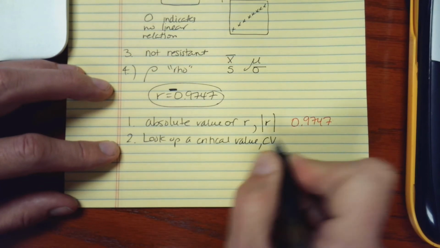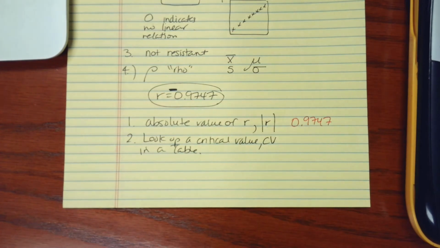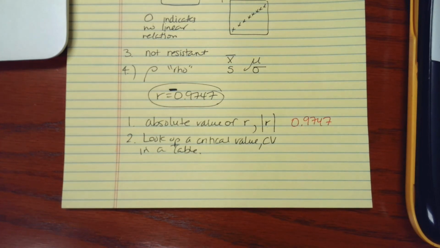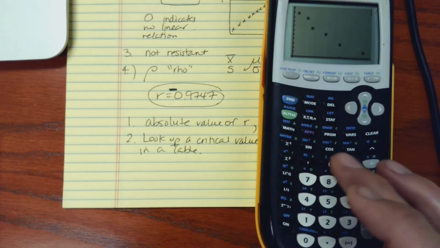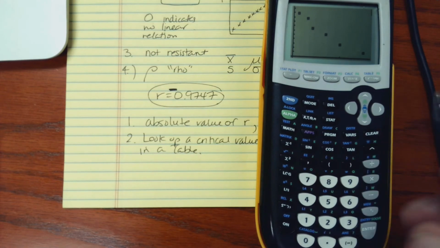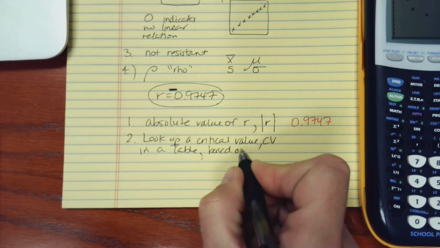And secondly, I'm going to look up a critical value, which I'll abbreviate CV, in a table. And so I have a table somewhere here. Let me show you what that looks like. The table is rather simple. It usually has 2 columns. You'll need your sample size. Now, in this data set, I think I just had, let's see, 1, 2, 3, 4, 5, I had 6 values. So I'm going to put on here based on n.